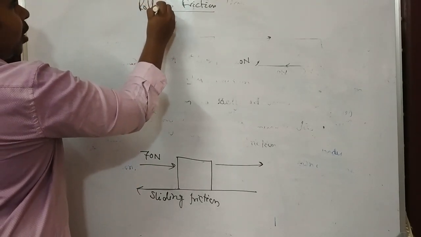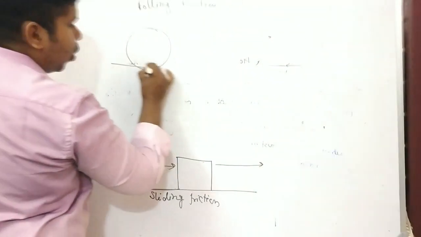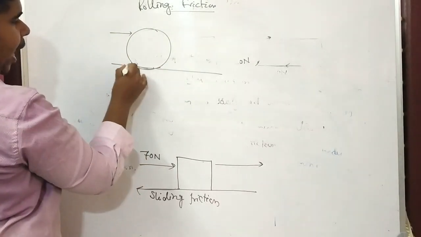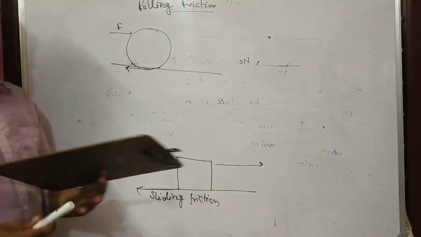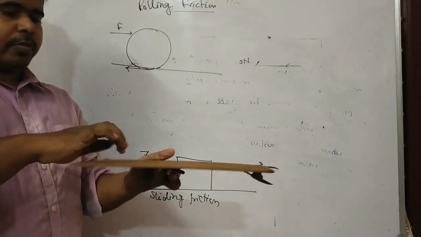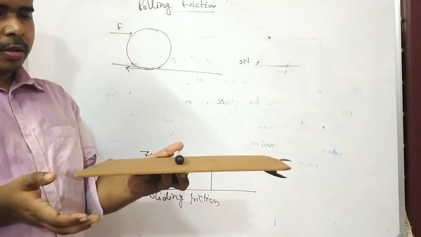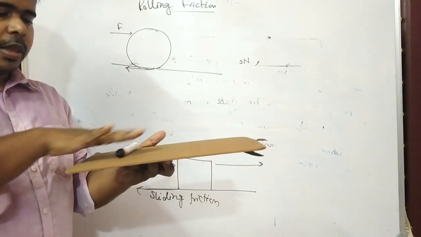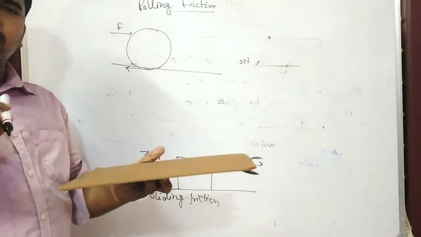So that is a little bit clear by the definition: when a body rolls over a surface, the friction which is acting is known as rolling friction. Assume I have taken the object here and now I am just rolling the object. This object is rolling over a surface. That time, the friction that works is known as rolling friction.